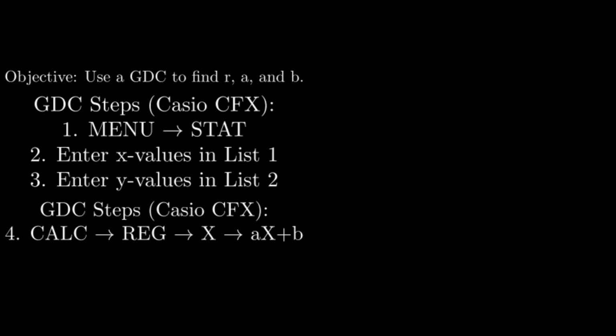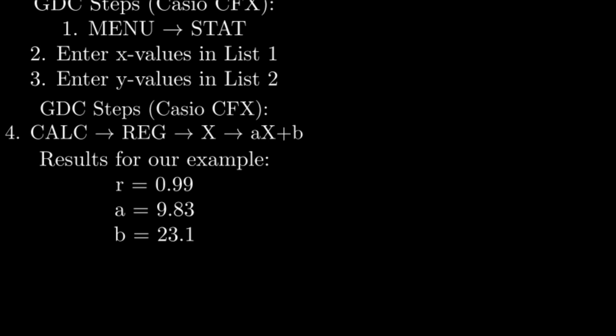Let's see the results for the example data we've been working with. The calculator gives us R equals 0.99. Since this is very close to 1, it confirms our initial observation from the scatter plot. There is a very strong positive correlation between x and y. The calculator also gives us the coefficients for our regression line.